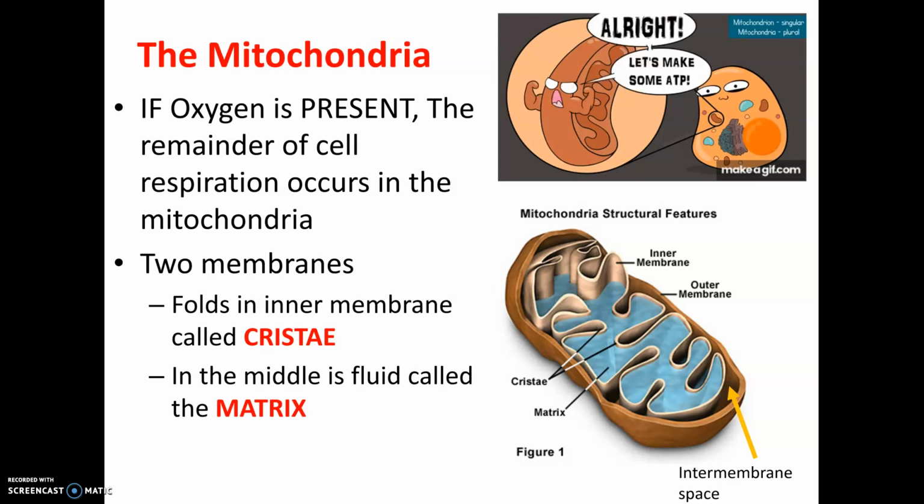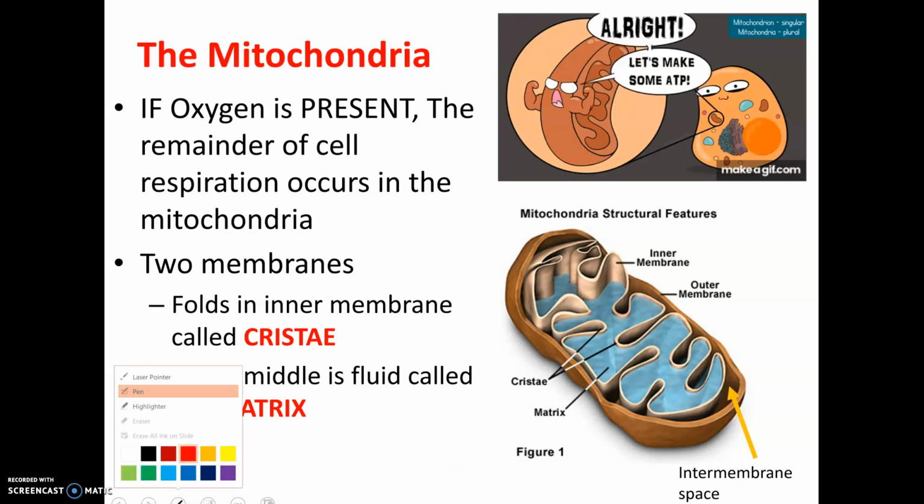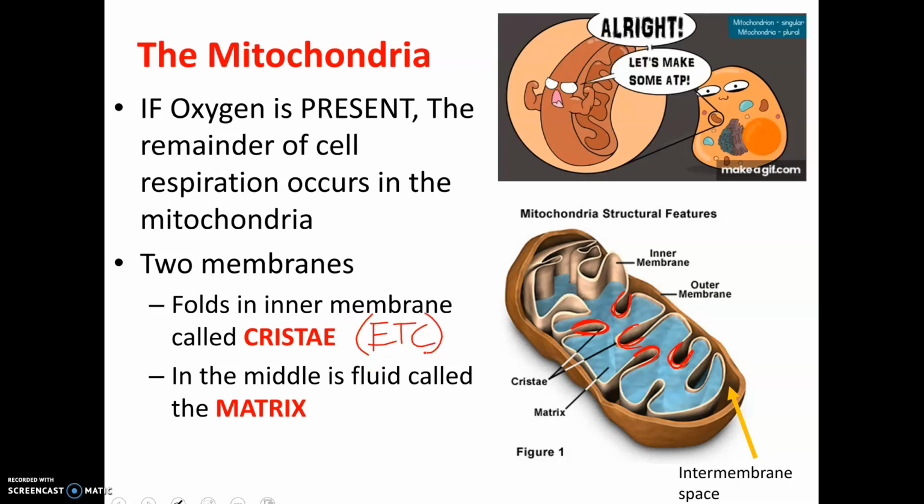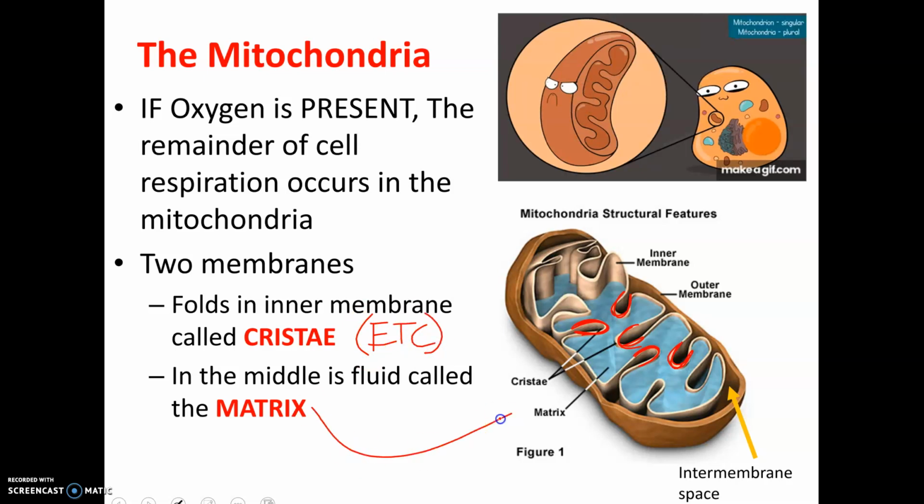The inner membrane has these specific folds called cristae, and these are actually going to be very important, so I'm going to highlight them here. So these are the cristae, where it folds in here, here, here, all of these are your cristae. And this is going to be very important, specifically, I'll add it here, for the ETC, the electron transport chain. And then the center here is called the matrix, and you can see it's filled with fluid.